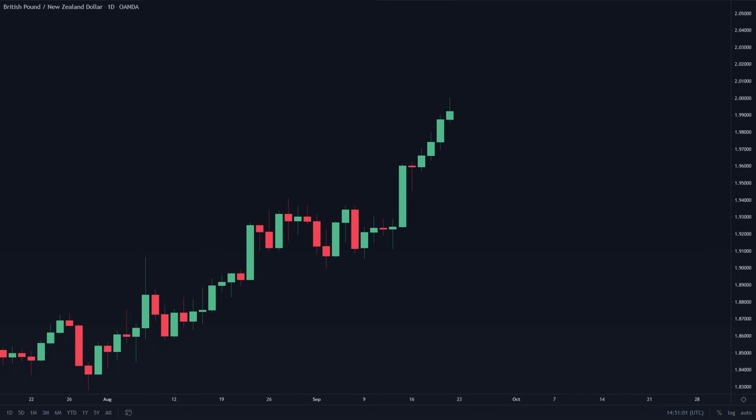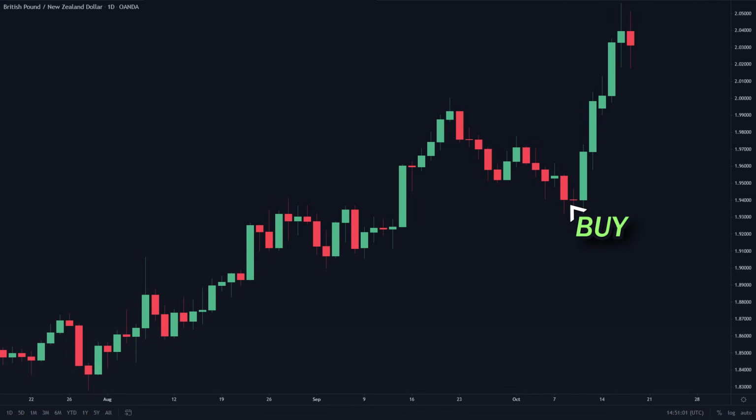So let's say that the current market is trending and you're looking to enter a position. Now we know that the best time to enter a position at a trending market is to wait for the trend to make a pullback. So as price makes a pullback, you can enter a buy position at the end of the pullback before the price continues with the main trend.